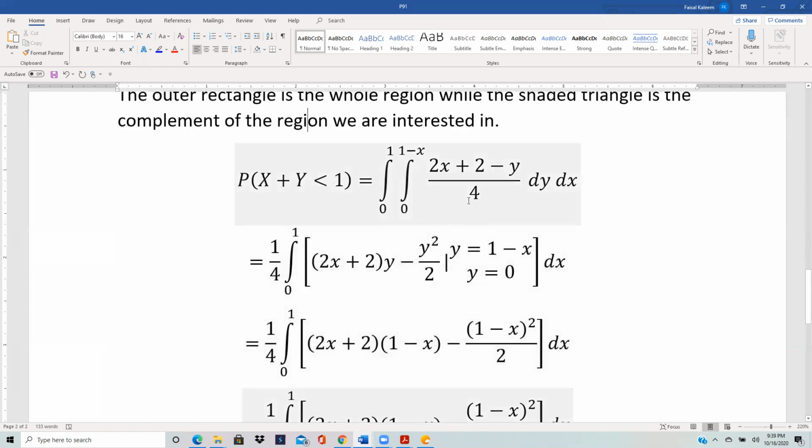And then when you integrate this, I pull the 1/4 out, and 2x plus y is a constant. So the integration of this with respect to y is just 2x plus 2 times y, and the integral of y is y squared by 2. And y goes from 0 to 1 minus x. When you substitute 1 minus x for y, you get this, and the lower limit is 0. Both terms will be 0 because y is 0 as a product.